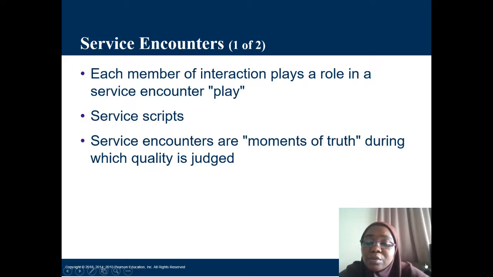This is where the customer will tell you, I don't like your service, or I'm very much impressed by your service. All this will be judged by your customers during the encounter. It's also possible for the employee to have some judgment on the customer. Oh, since I've been working here, I've not come across this kind of hard-to-please customer. So whichever way, there are usually moments of truth during which quality is being judged.